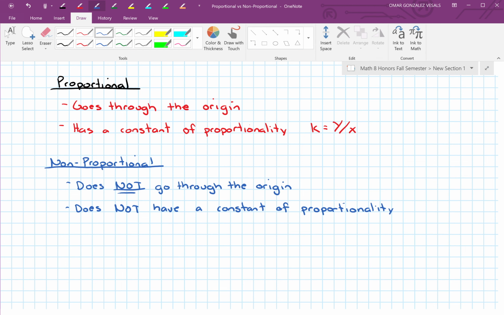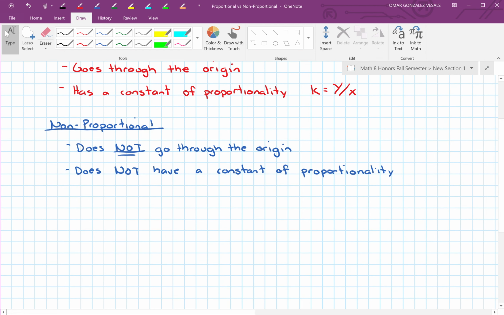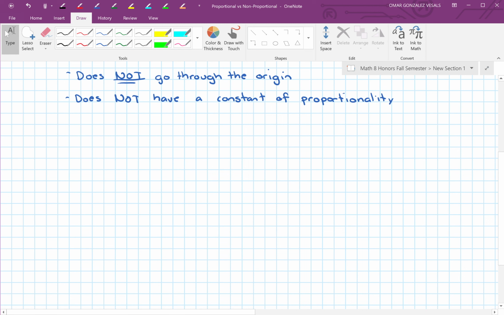Let me explain it to you guys right now in a graphing form. Okay. So I'm going to graph proportional. And I'm going to graph a non-proportional. Yes, please, go ahead and write this down.